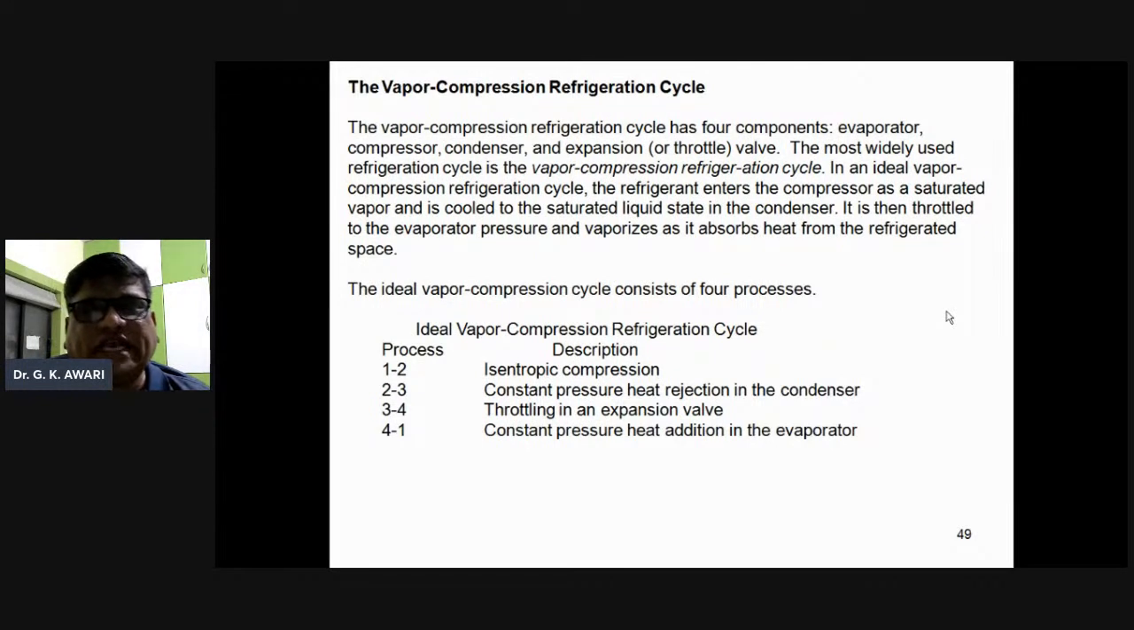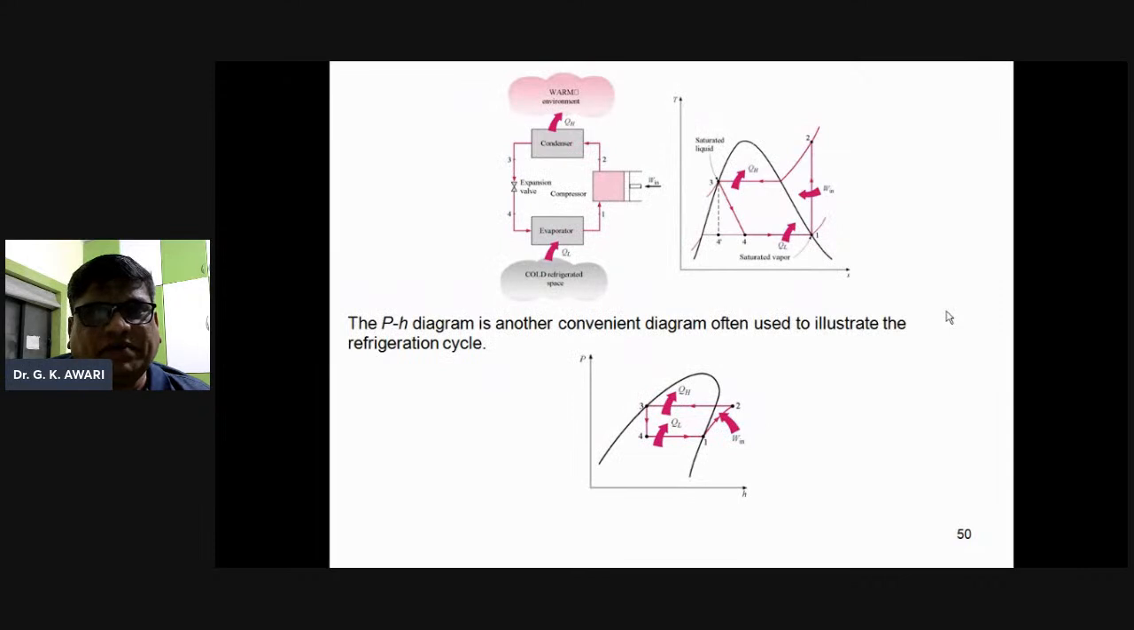The simple, ideal vapor compression cycle consists of four processes: 1 to 2 isentropic compression, 2 to 3 constant pressure heat rejection in the condenser, 3 to 4 throttling in an expansion valve, and 4 to 1 constant pressure heat addition in the evaporator. The P-h diagram is another convenient diagram often used to illustrate the refrigeration cycle. This is the cold refrigerated space, evaporator, condenser. This is the condenser.